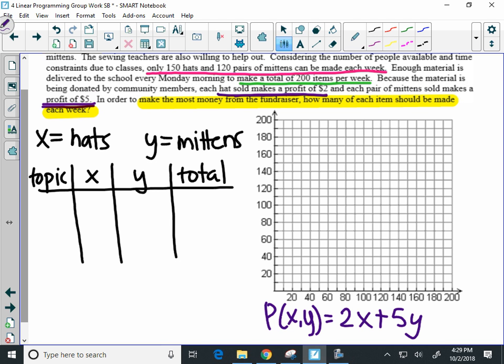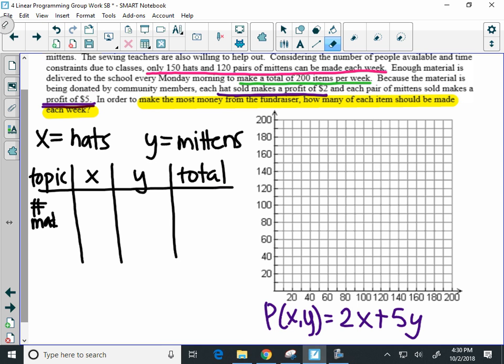Now, what you need to do is, let's go back and figure out what our equations are about. So let's start with the stuff that's underlined in pink. Those have to do with the number of hats and mittens that are made individually each week. So the number made will be one of our topics.